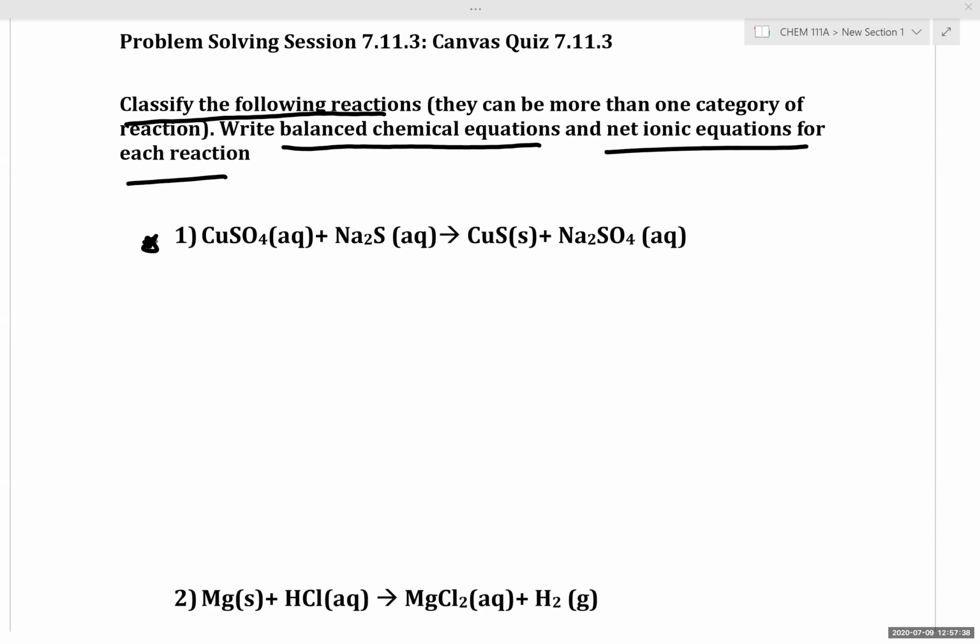So let's continue working on this problem and let's try to, yep, it's also a precipitation reaction, exactly right. Now let's try to write the net ionic equation and balanced chemical equation for this first reaction. And we'll discuss this example in about another minute and a half to 2 minutes.